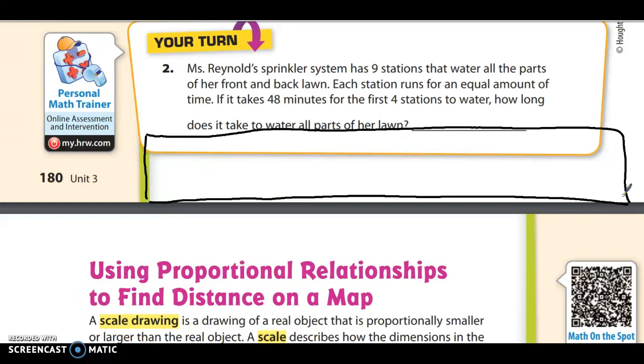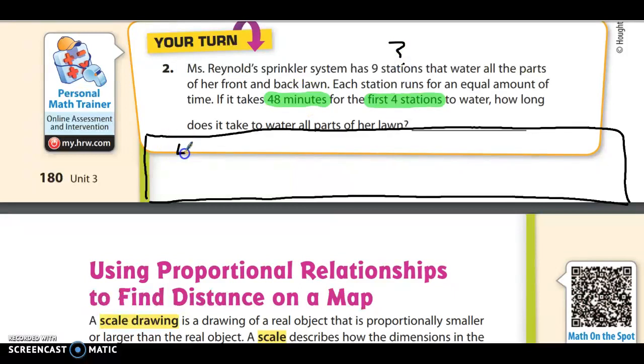Alright, so number 2 reads, and if you want to try this on your own, hit pause. Otherwise, you can work with me right now. Ms. Reynolds' sprinkler system has 9 stations that water all the parts of her front and back lawn. Each station runs for an equal amount of time. If it takes 48 minutes for the first 4 stations, here's our first ratio, 48 minutes for the first 4 stations. How long does it take to water all parts of our lawn? Hope you noticed that this number up here wasn't attached to anything else. So this is kind of confusing, but this part's pretty clear.